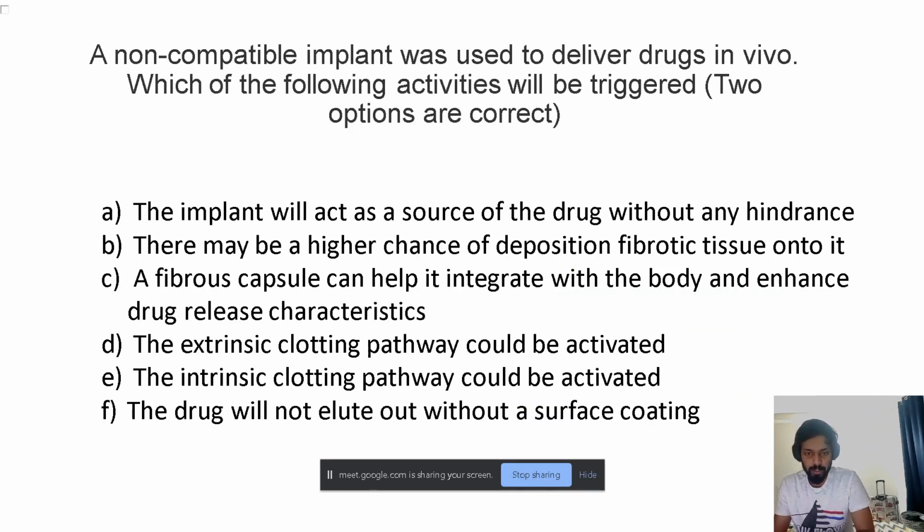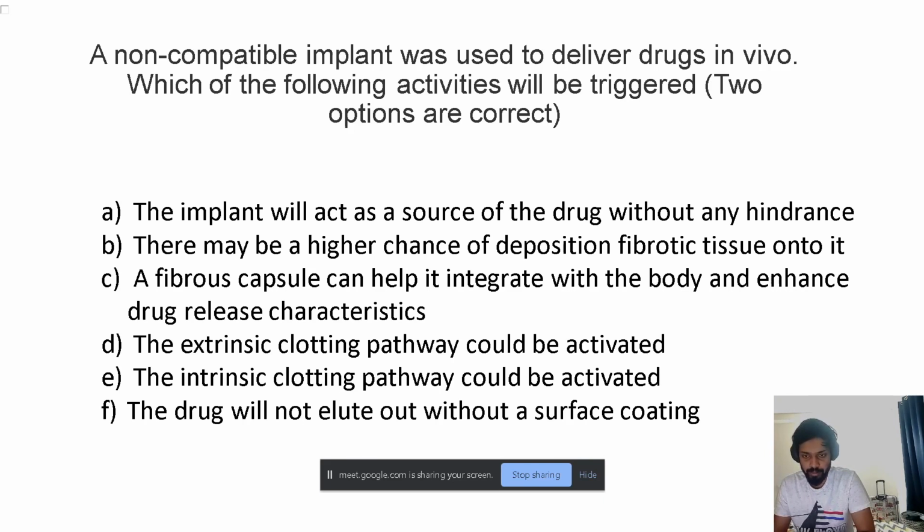Okay, so the first question asks: a non-compatible implant was used to deliver drugs in vivo. Which of the following activities will be triggered? Two options are correct here. Will the implant act as a source of drug without any hindrance? There may be a higher chance of deposition of fibrotic tissue onto it. A fibrous capsule can help it integrate with the body and enhance drug release characteristics. The extrinsic clotting pathway could be activated. The intrinsic clotting pathway could be activated. The drug will not elute out without a surface coating.